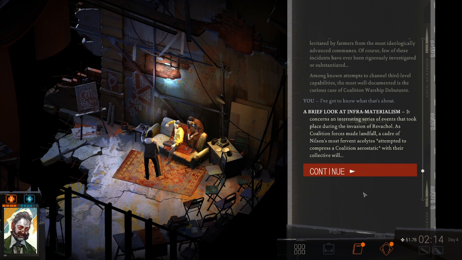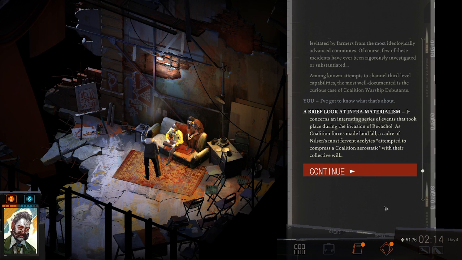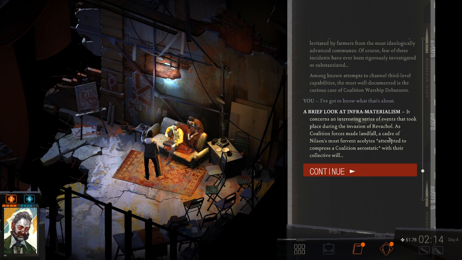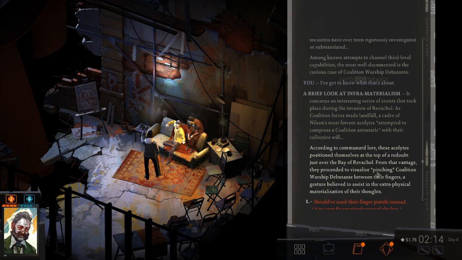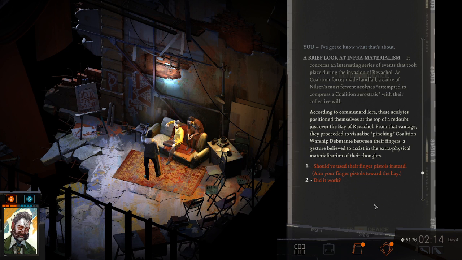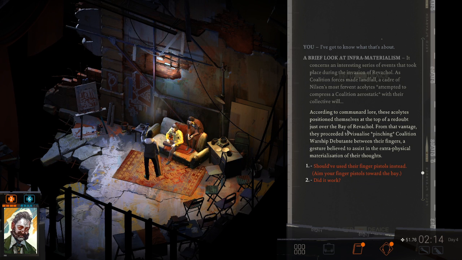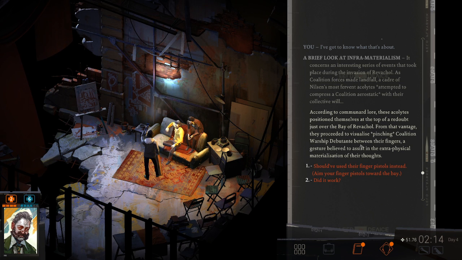It concerns the interesting series of events that took place during the invasion of Reversal. As coalition forces made landfall, a cadre of Nelson's most fervent acolytes attempted to compress a coalition aerostatic with their collective will. According to Communard lore, these acolytes positioned themselves at the top of Redoubt, just over the Bay of Revachol. From that vantage, they proceeded to visualize pinching coalition warship Debutante between their fingers, a gesture believed to assist in the extraphysical materialization of their thoughts.